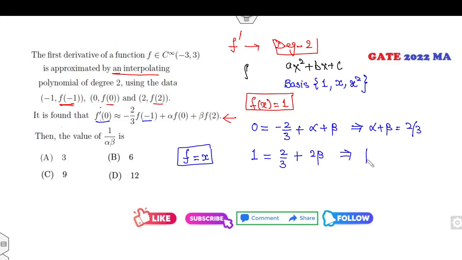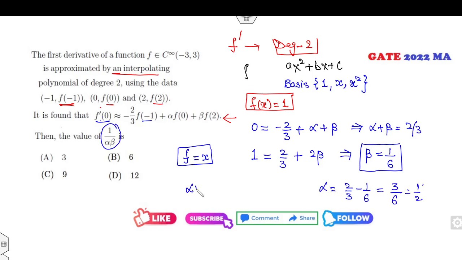From this case, you can find the value of beta, that is 1 over 6. Once you know beta is 1 over 6, can you find the value of alpha? So it's 2 over 3 minus 1 over 6, that is 4 minus 1, 3 over 6, that is half. So alpha is half, beta is 1 over 6. So can you find the value of alpha into beta? 1 over 12. So what is the reciprocal of this?